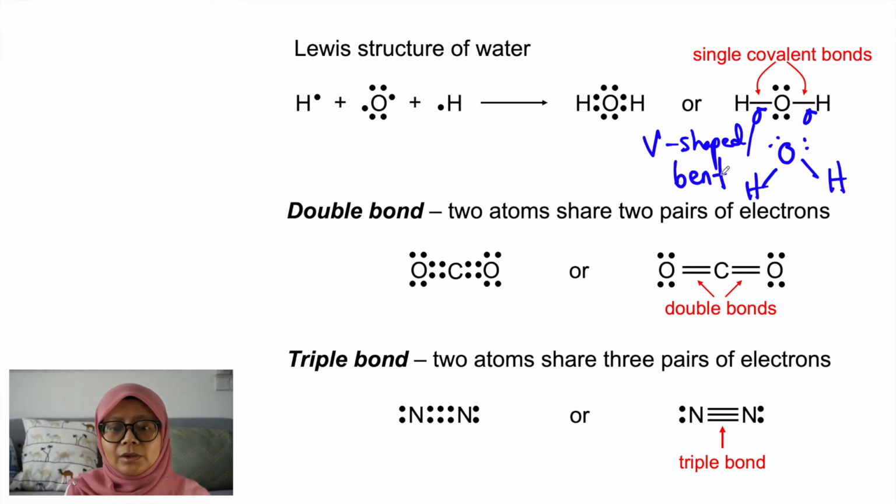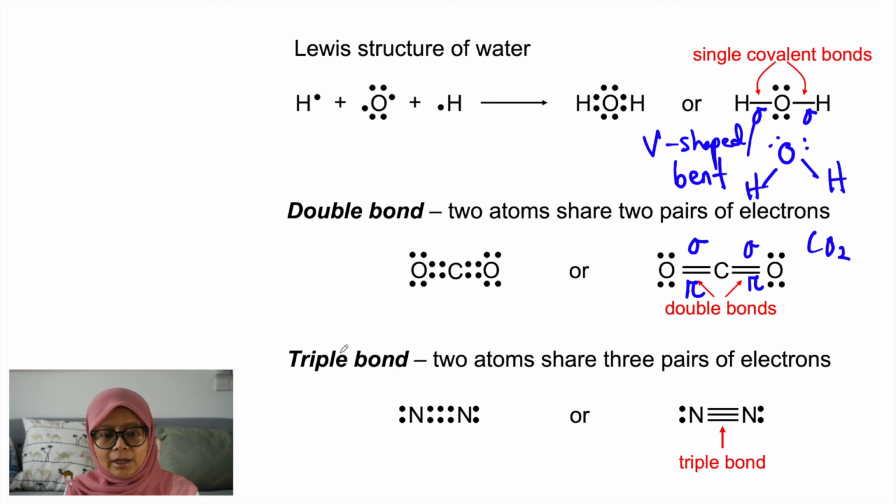Other than single bonds, we have double bonds and also triple bonds. When we have a double bond, the two atoms share 2 pairs of electrons. For example, here we have carbon dioxide, CO2. This is where we form a sigma and also a pi bond, and it forms a double bond here and also here.